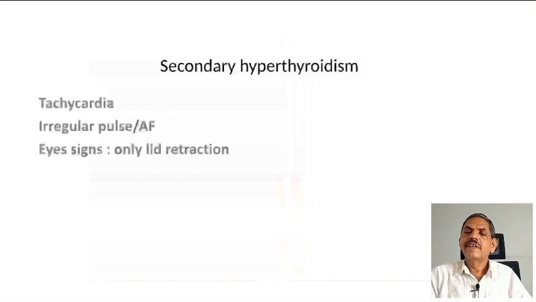But you may not see any of the distinguishing features of Graves' disease in secondary hyperthyroidism, and therefore it is easy to miss secondary hyperthyroidism. The face may look normal except for a mild lid retraction. There will be tachycardia, and the pulse is often irregular, and atrial fibrillation is also not uncommon.